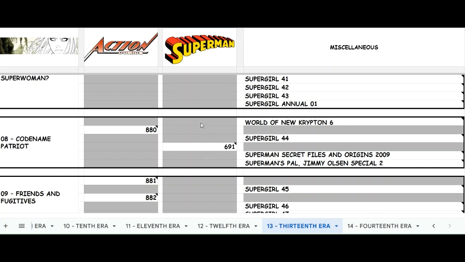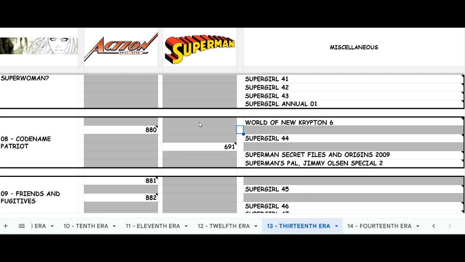Next, we've got Arc 8, which is actually codenamed Patriot, which we've heard mentioned a few times. I would read it in this order, so World of New Krypton 6. The triangles renumber at this stage. God knows why, because the last triangle we looked at was Triangle 34, but now World of New Krypton 6 is Triangle 1. It's also branded codename Patriot and says to be continued in Action Comics 880, which is where we should go next.